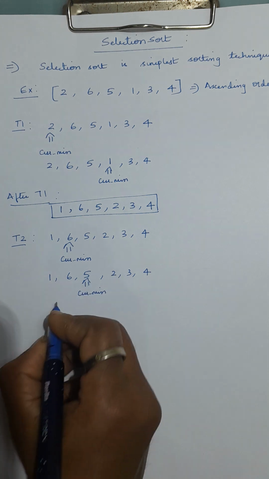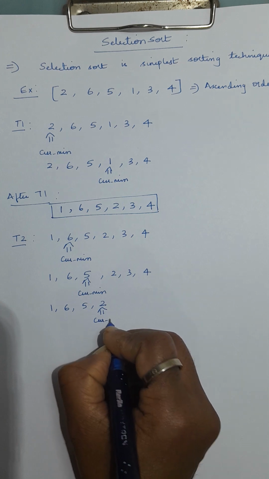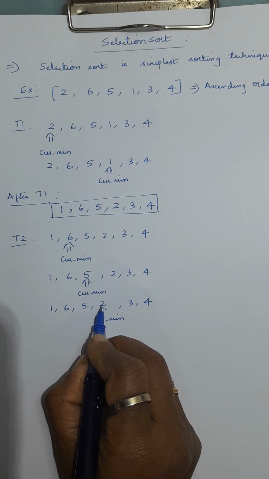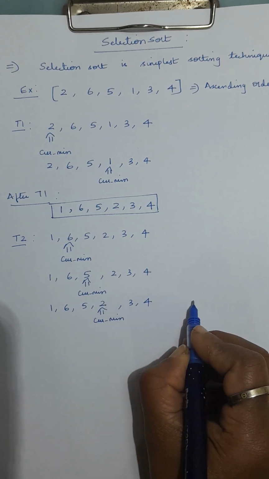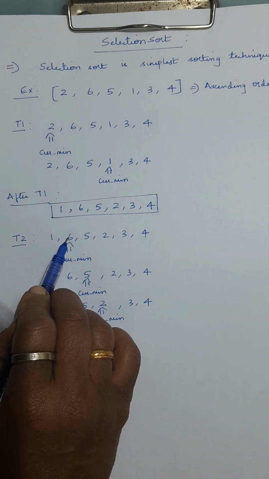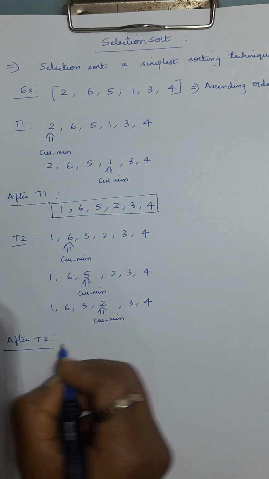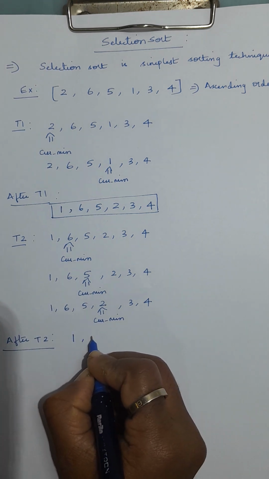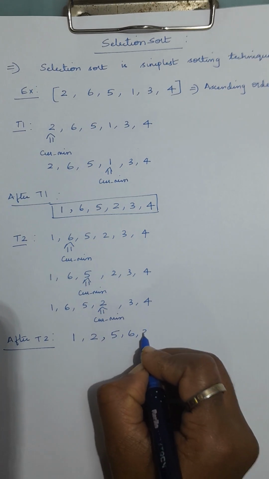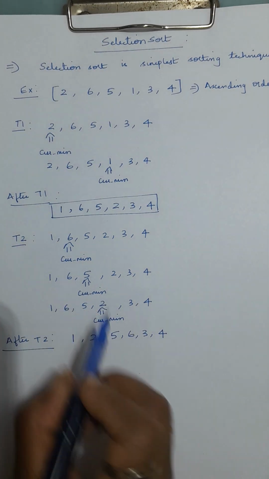2 is less than 5. Yes. What happens? 2 becomes the current minimum. 3 and 4. Is 3 less than 2? No. Is 4 less than 2? No, nothing happens. No further elements, so it stops. So the second minimum element is identified. There is a swap between 6 and 2. So after the second iteration, the element positions are 1, 2 comes here, 5, instead of 2, 6 is placed, 3 and 4. So there is a swap between the values 2 and 6.